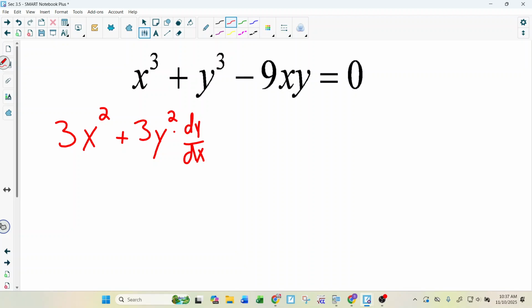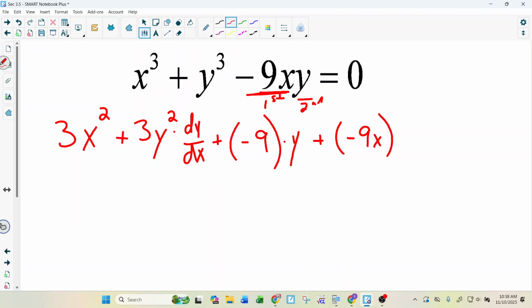So for the negative 9xy, we have to use the product rule. So I am going to treat the negative 9 x as my first term. Okay? So this is my first, this is my second. So I will say plus the derivative of the first term, negative 9 times y, plus the first term times the derivative of the second, which is dy dx.